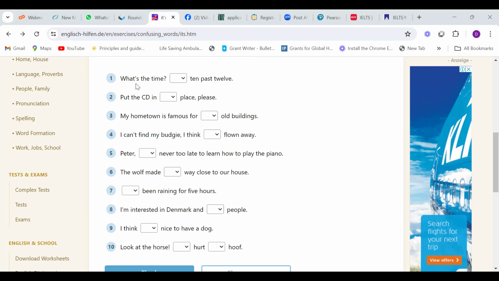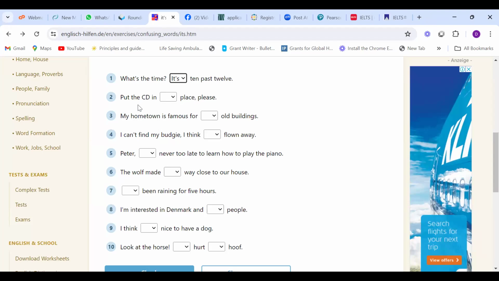So question 1: What's the time? It's 12:10. Is it possessive or not possessive? Not possessive. Okay, so this one, the not possessive is the one with the apostrophe, right? Yes, sir. Thank you.